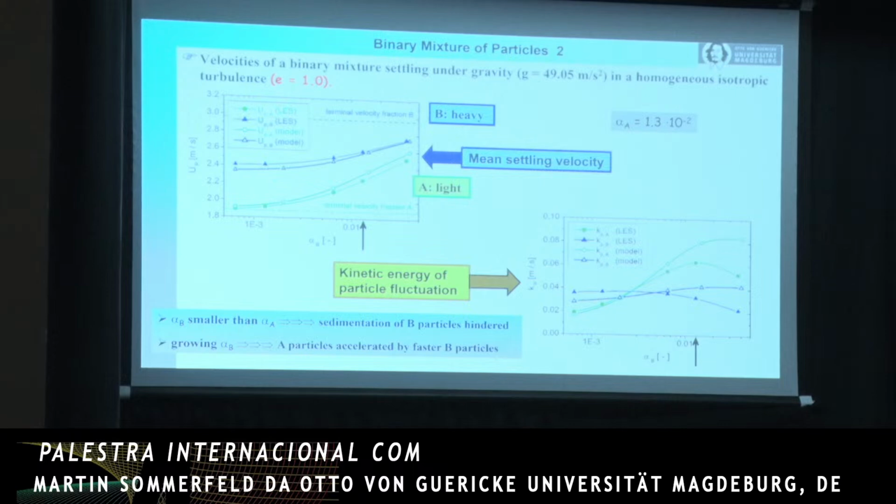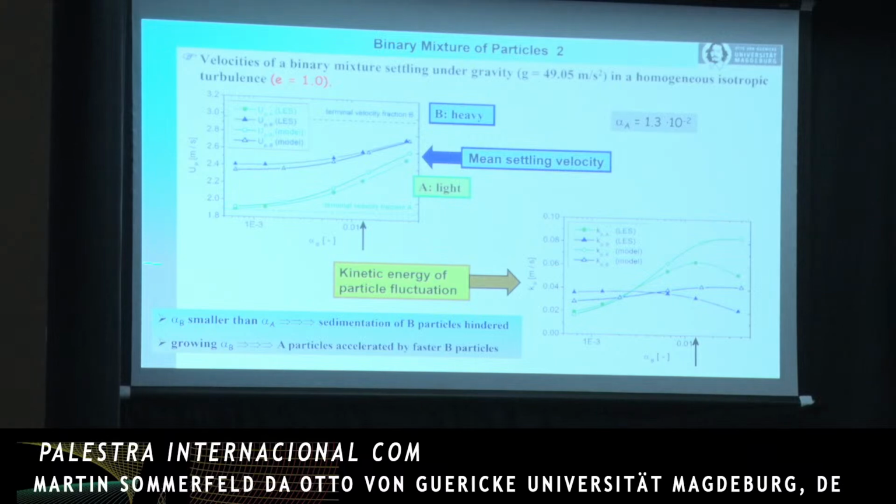The picture on the left-hand side shows the mean velocity. The closed symbols are LES from Simone, and the open symbols are our model calculations. And you see here, first alpha A is 1.3 times 10 to the minus 2, so it's somewhere here, and then we vary alpha B in this way. You see the terminal velocity of fraction B is here, 3 meters per second. The terminal velocity of fraction A is 1.9 meters per second. So there is a large drift velocity to induce the collision.